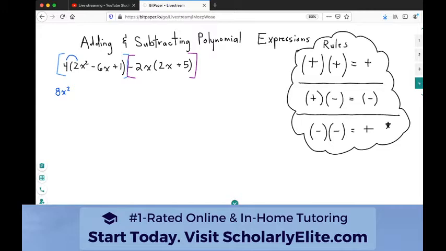Okay guys, so now we've got that first term multiplied. Now let's go positive 4 times negative 6x. So again, our coefficients are going to multiply, and we've got negative 24x. And last but not least, positive 4 times positive 1.